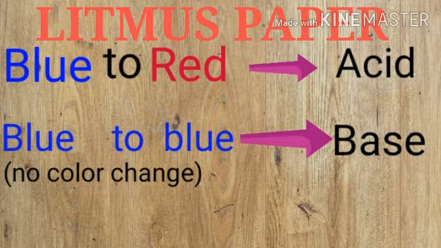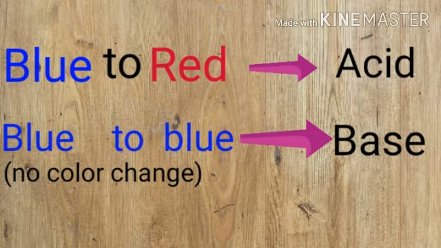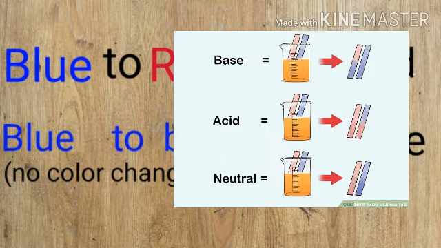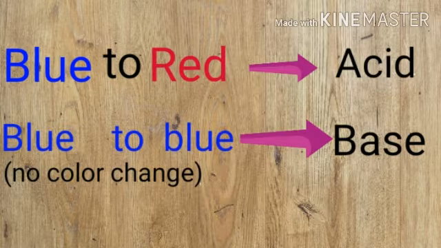Okay, first one is litmus papers. We have two types of litmus paper. One is red litmus paper and another one is blue litmus paper. When we dip blue litmus paper in the sample, if that is converted into red, that is called as acid. If blue litmus paper does not change color, it indicates the solution is base. What happens? The blue litmus paper is converted into red, that is acid. If blue litmus paper does not change color, then that is base.